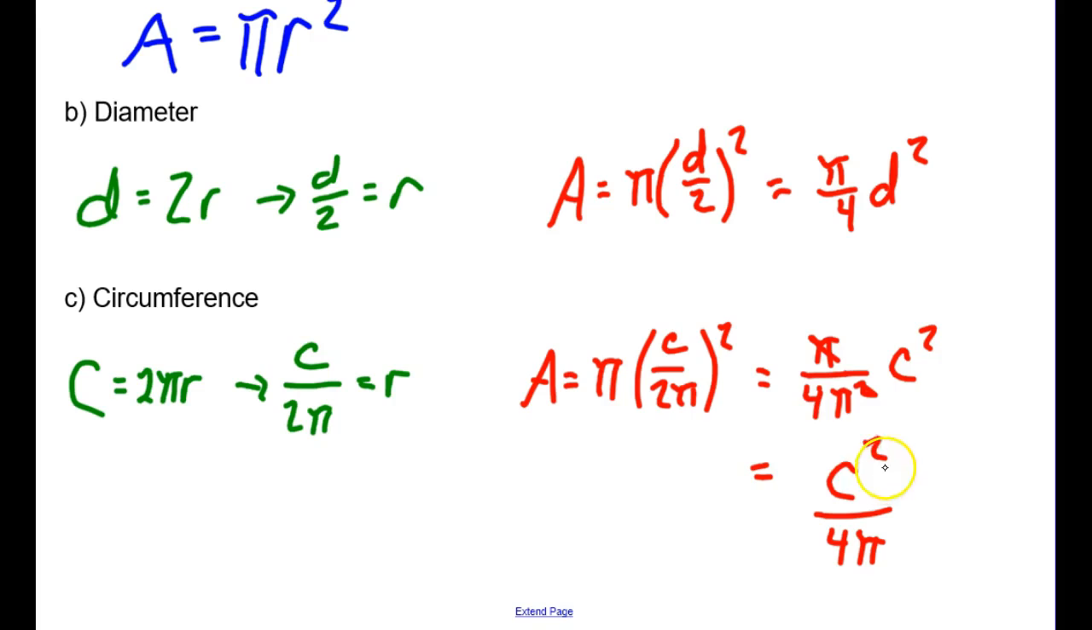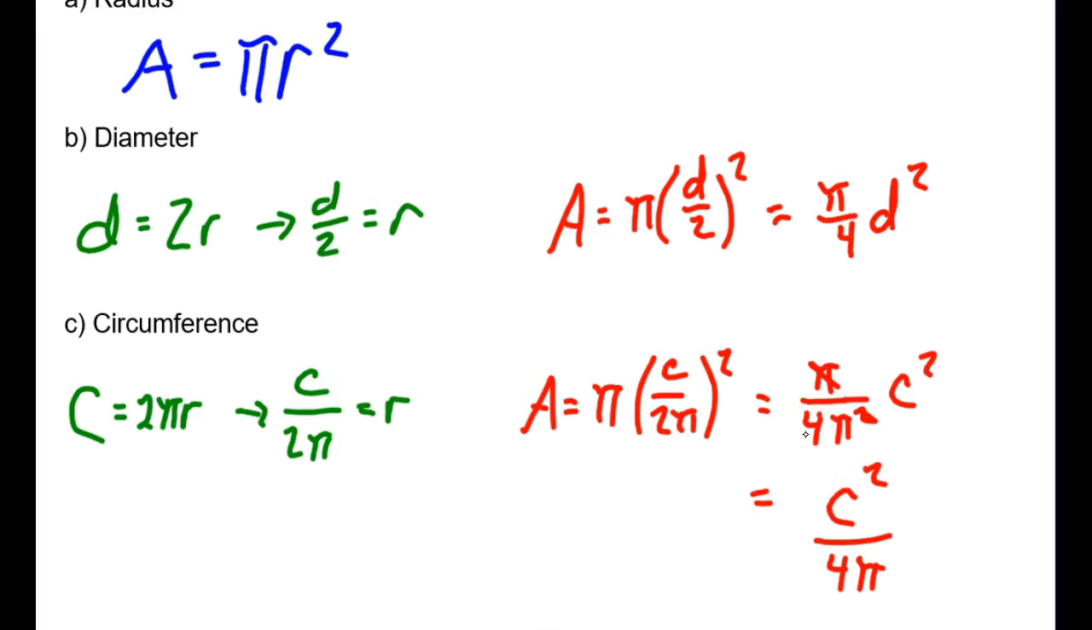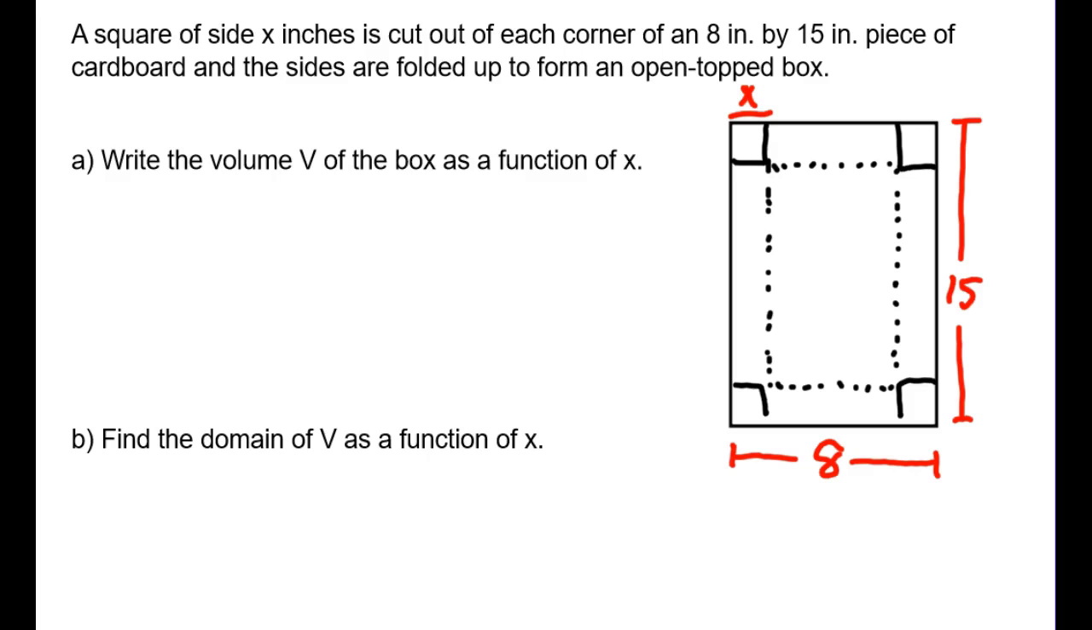So now we have 3 different equations for the area of a circle written as a function of its radius, diameter, and circumference. In this next example, we have a square of side x inches being cut out of each corner of an 8-inch by 15-inch piece of cardboard, and the sides are folded up to form an open-topped box. Okay, so we have our piece of cardboard, 8 inches by 15 inches. In each corner, we're cutting out a square x inches wide, and then we would fold this box after we cut out each corner along the dotted line. Okay, those are going to be their folds, fold them up, and we create a box.